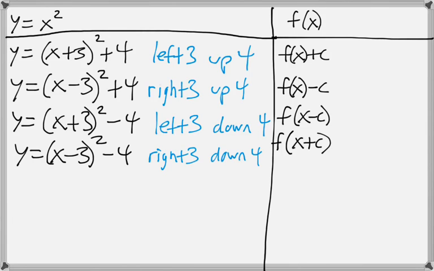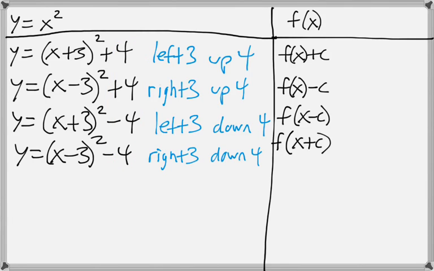So the inside, if you see something being added or subtracted on the inside of the function, that's left and right. And it's kind of opposite of what you would think, because plus gives you to the left and minus gives you to the right. The numbers that are on the outside of the parentheses, or the outside of the function, determine up or down. And those are more straightforward because pluses are up and minuses are down.